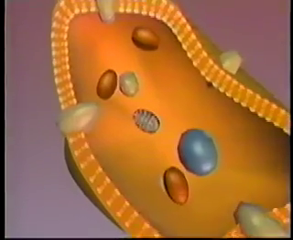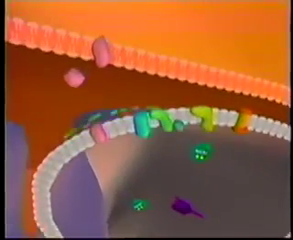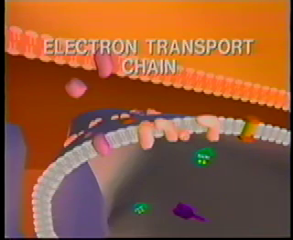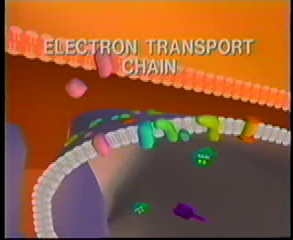Oxidative phosphorylation occurs within the cell mitochondria, deep inside the cristae of the inner membrane. Embedded within the membrane are countless structures known as electron transport chains. Here within each chain, the energy carriers are used to synthesize ATP.